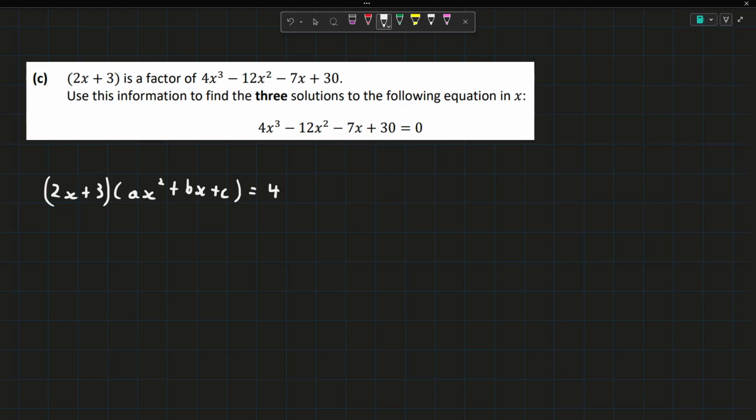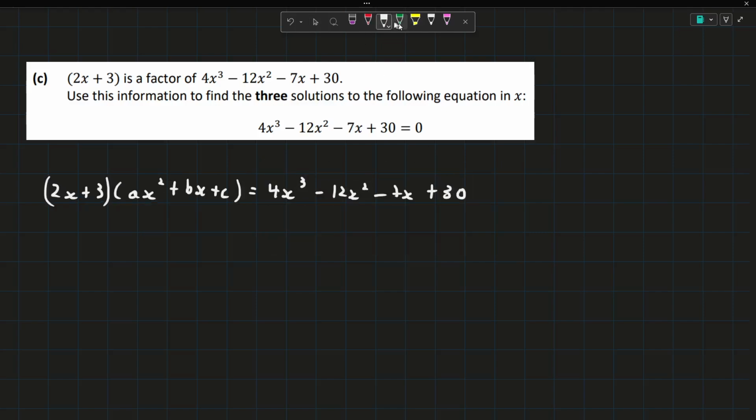That'll be equal to the cubic, 12x squared minus 7x plus 30. So basically, when we multiply that factor by some other factor, which is a quadratic, it'll give us the cubic. And now we just need to figure out what a, b, and c are, and then we can solve this quadratic, or solve this linear equation as well, and they're the solutions to our cubic, because this thing is the exact same as the cubic.